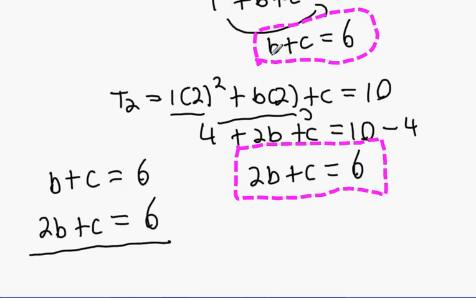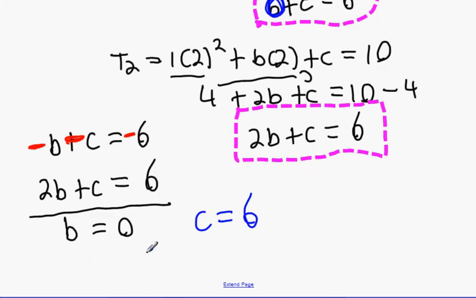You need one of the letters to disappear. How do you make one of the letters disappear? Multiply by minus. And what happens now? Minus b plus 2b? b. Minus c plus c? 0. Minus 6 plus 6? 0. So b equals 0. But if b is 0, what's c? 6. C is 6.